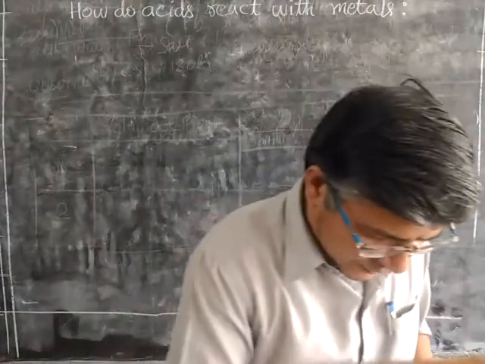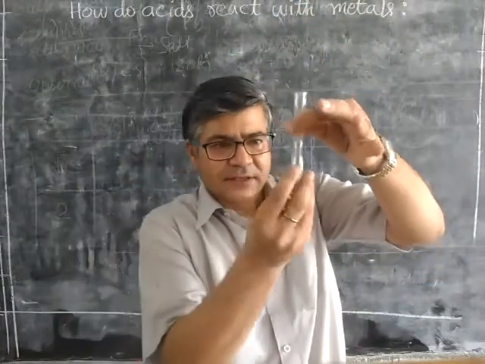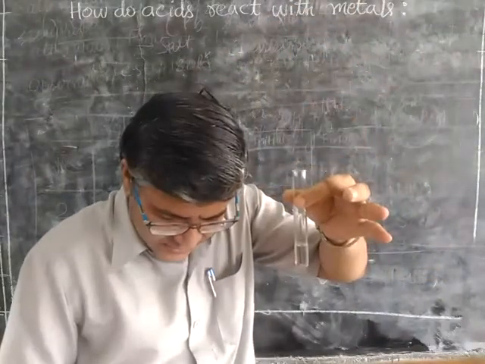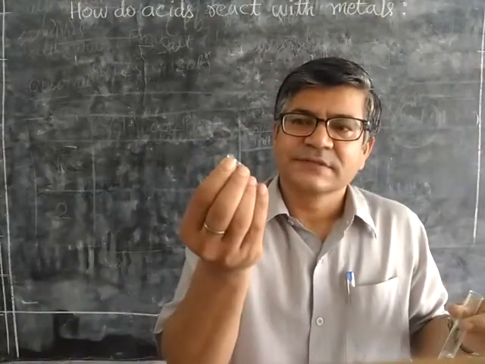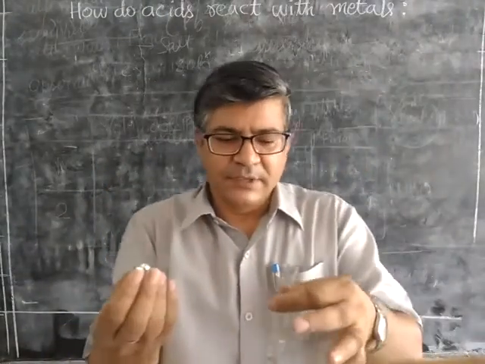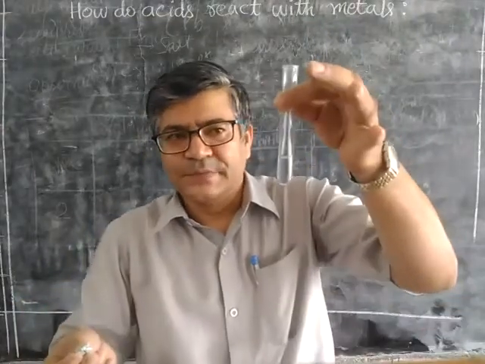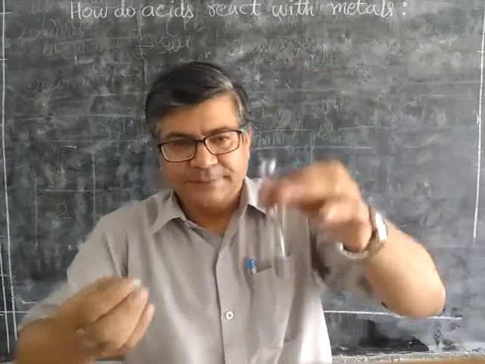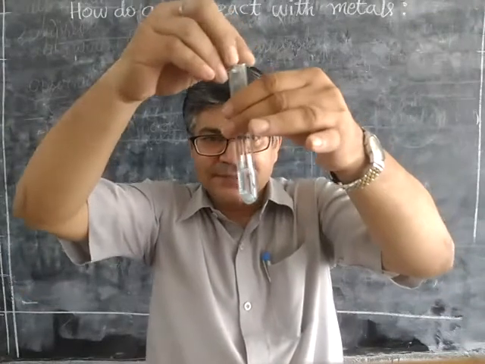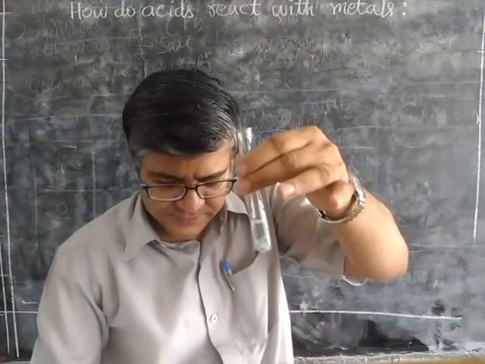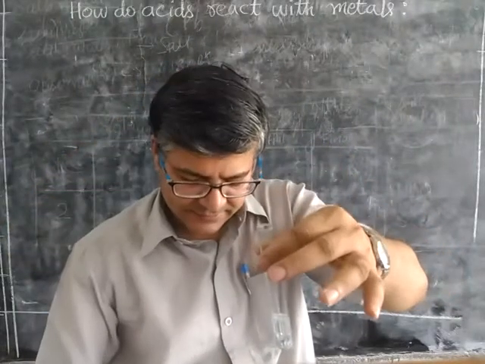In this activity we are going to react an acid. This is sulfuric acid. I have taken this acid in a test tube and I will be adding zinc granules. Zinc is a metal, so I will be adding pieces of zinc into dilute sulfuric acid. Let's see what happens if these pieces are added to the acid.